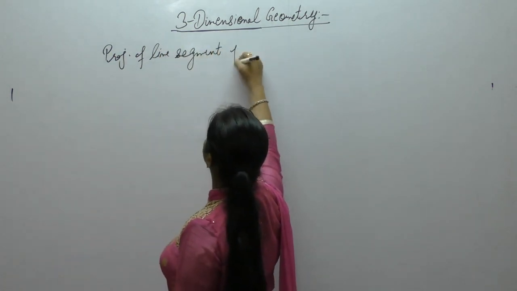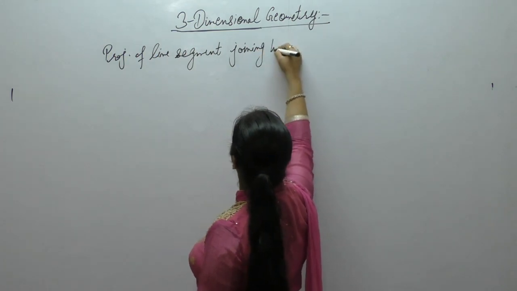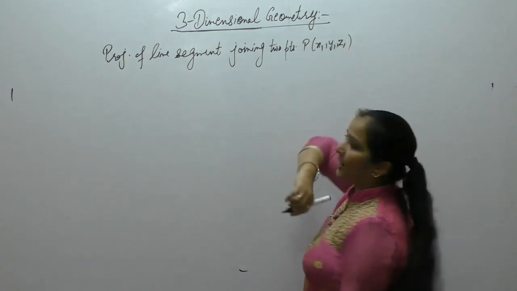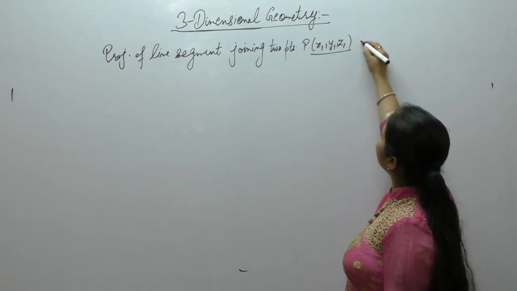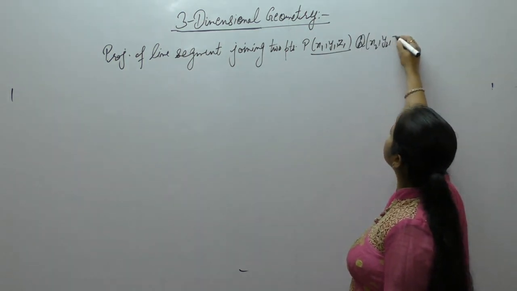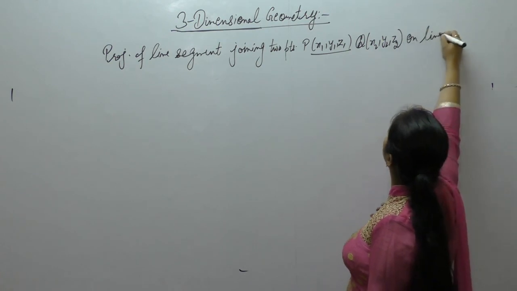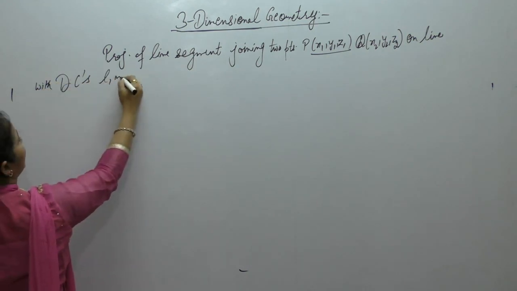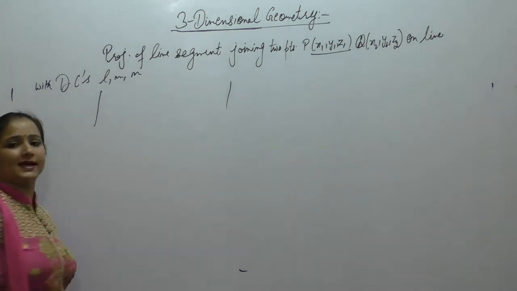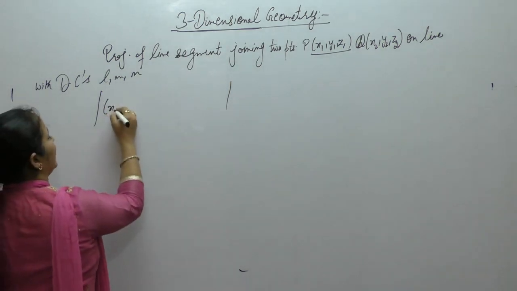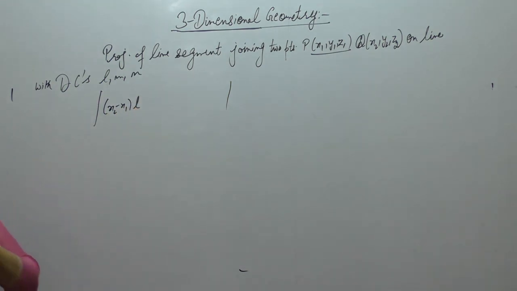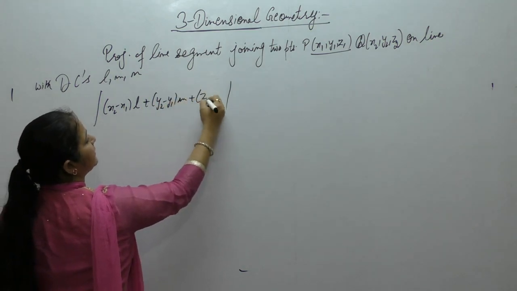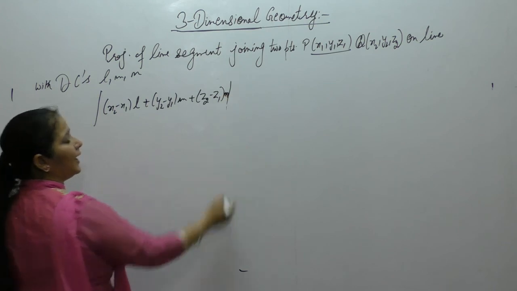Projection of the line segment joining two points P having coordinates x1, y1, z1 and Q having coordinates x2, y2, z2 on a line with direction cosines L, M, N. Then the projection of this line segment on the given line will be x2 minus x1 into L plus y2 minus y1 into M plus z2 minus z1 into N.